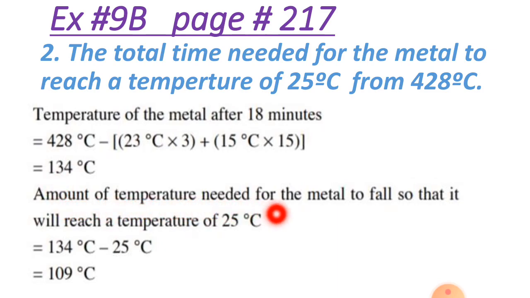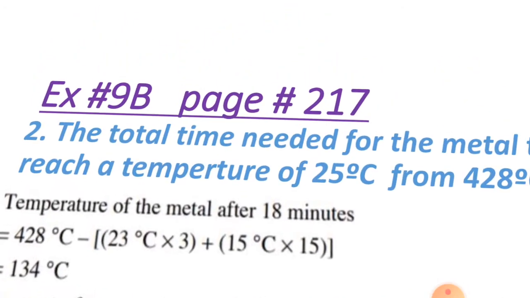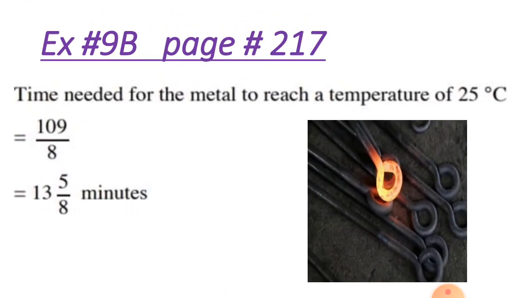The amount of temperature needed for the metal to fall so that it will reach the temperature of 25 degrees centigrade is asked in the question as well. So we have to do 134 degrees centigrade minus 25. We will get 109 degrees centigrade. Now the last step of this question: time needed for the metal to reach the temperature of 25 degrees centigrade. That is 109 divided by 8.